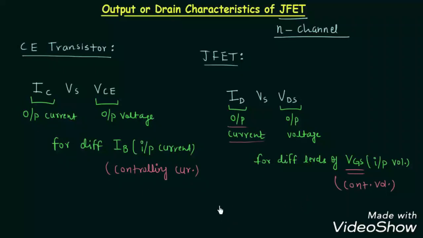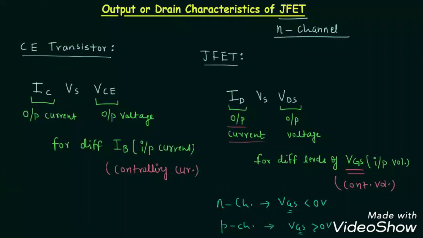In case of N-channel JFET, controlling voltage VGS is negative. VGS is less than 0 volt. This means gate terminal is at the lower potential as compared to the source terminal. In case of P-channel JFET, VGS controlling voltage is positive. This means gate terminal is set at the higher potential as compared to the source terminal.